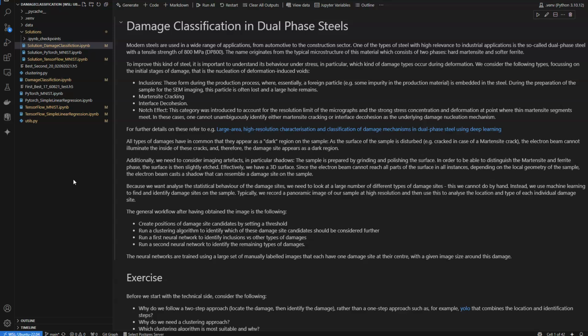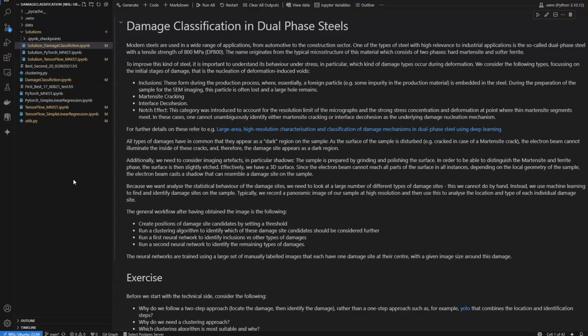A lot of research, both at universities but also in companies, is focused on how to improve this and similar kinds of steels. In order to be able to do that, it is important to understand how these materials behave if we subject them to stress. For example, it's particularly important to understand what kind of damage types occur during deformation and how these damage sites evolve under additional strain.